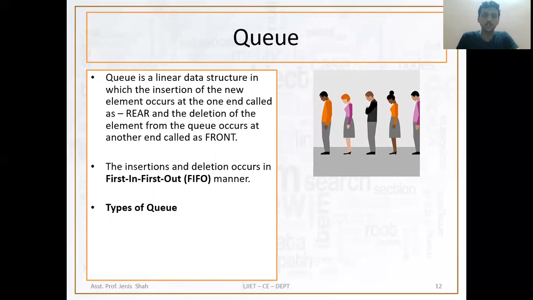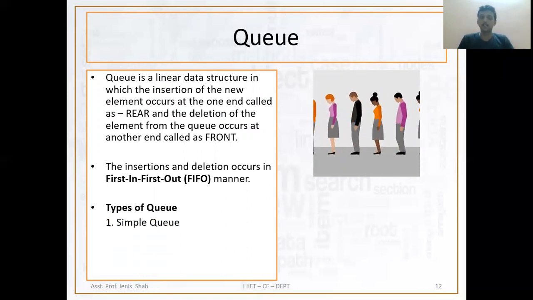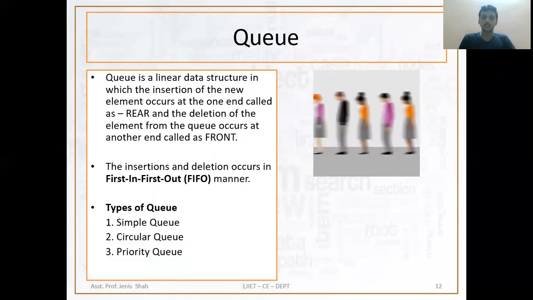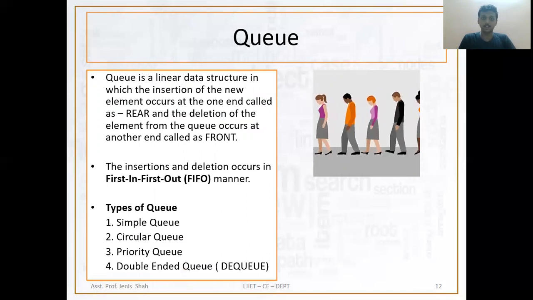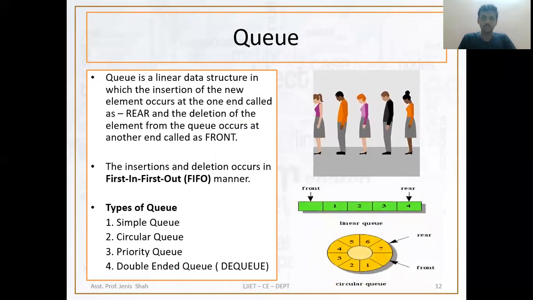I have already explained to you the types of queue: simple queue, circular queue, priority queue, and double-ended queue. Okay. The next one is linked list.